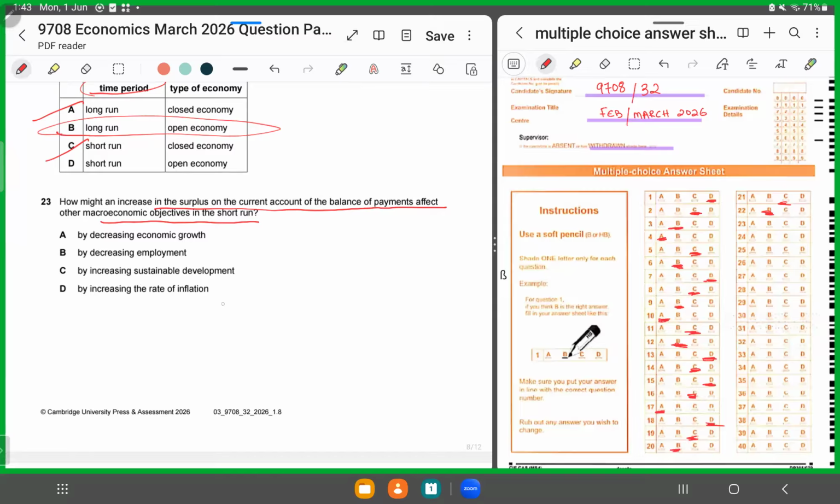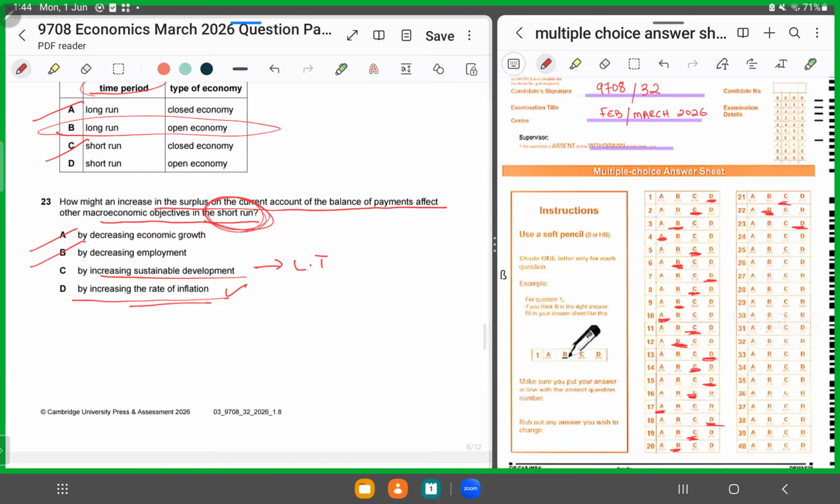It increases the rate of inflation. It should improve economic growth. It should increase employment level. Sustainable development would happen in the long term. Over here, they're talking about the short run. So in the short run, it would increase inflation rate, right? It would increase inflation rate, because when exports are going to rise and imports are going to fall, current account is in a positive scenario. In the short run, it would increase inflation rate. So for 23, we'll shade in D as our correct answer.